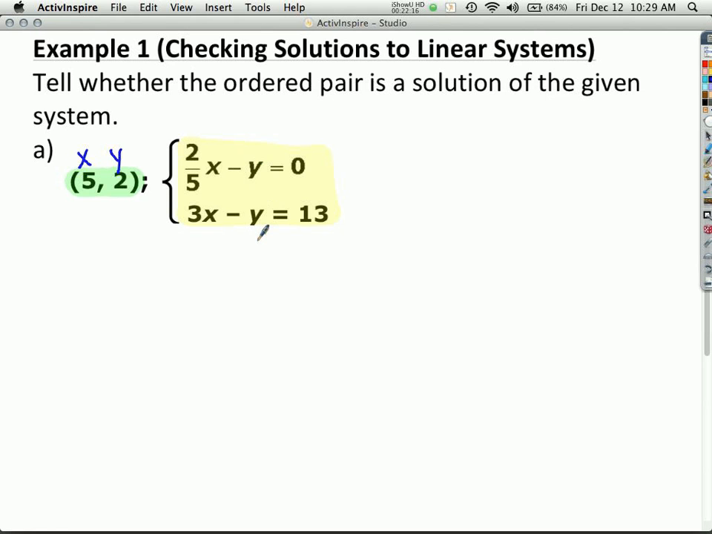So we're going to check the first equation first. See if it works. If it works for the first one, then we're going to check the second one. If it works for the second one and the first one, then we say it's a solution. So, here we go. The first equation is 2/5 times x, but in this case x is 5, minus y, y is 2. And we're saying, does that equal 0?